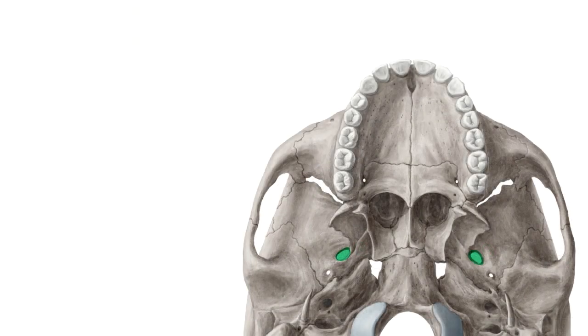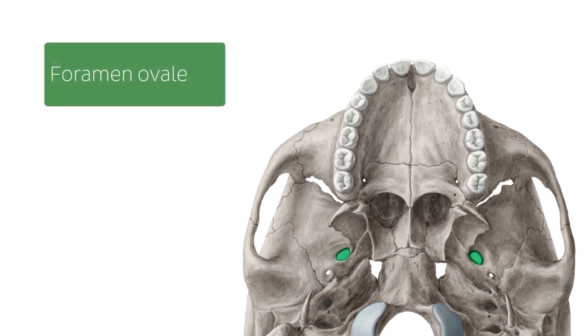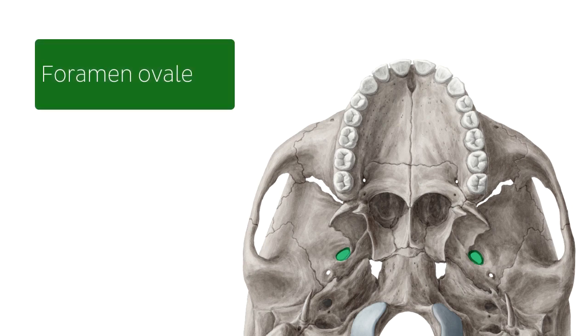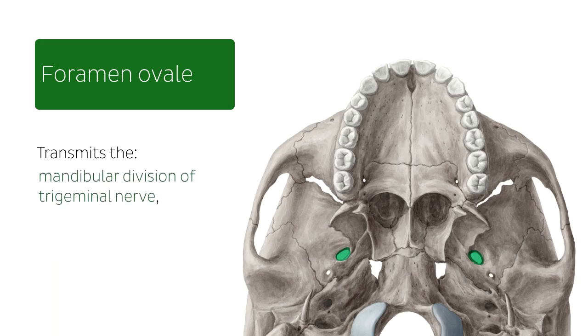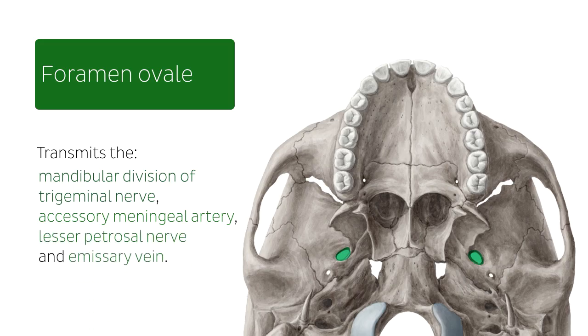Next one on our list is going to be these two here, known as the foramen ovale. And found on the greater wing of the sphenoid, the foramen ovale transmits several structures that you need to remember for your next exam. And these include the mandibular division of the trigeminal nerve, and also the accessory meningeal artery, the lesser petrosal nerve, and the emissary vein. So all these structures that you need to write down and take to the next exam when they ask you what structures pass through the foramen ovale.